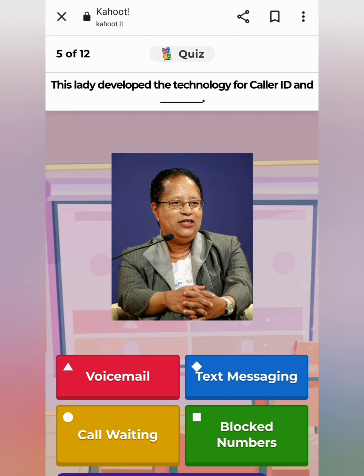So the lady on your screen is Shirley Jackson, and she's responsible for the development of the technology for caller ID and caller waiting. So thanks to Shirley Jackson, we're able to know who is calling before we even answer the phone. And if we are in the midst of a call and another call is coming in, we are able to access both by just switching and then returning to the previous call.